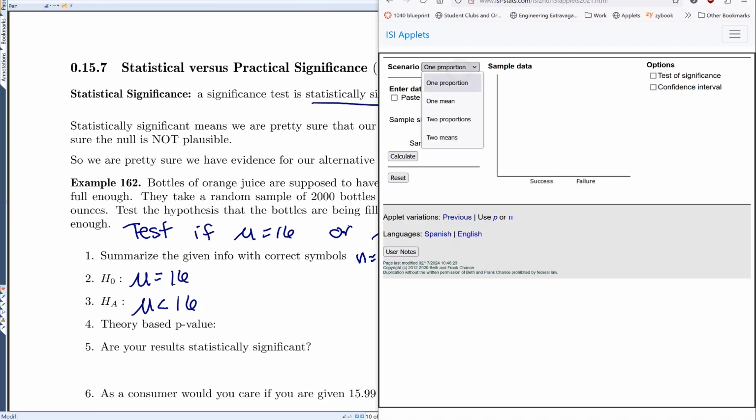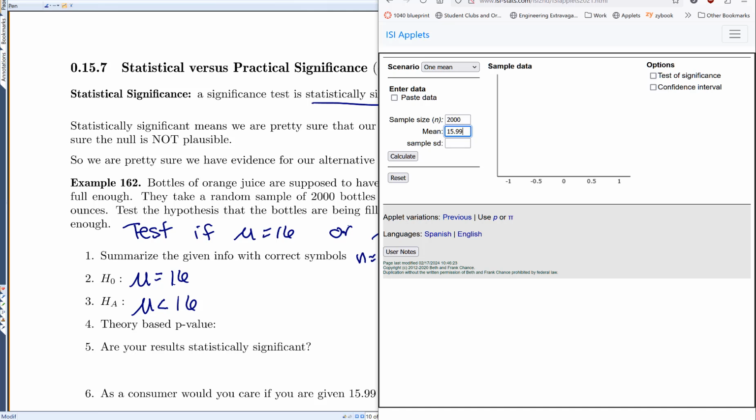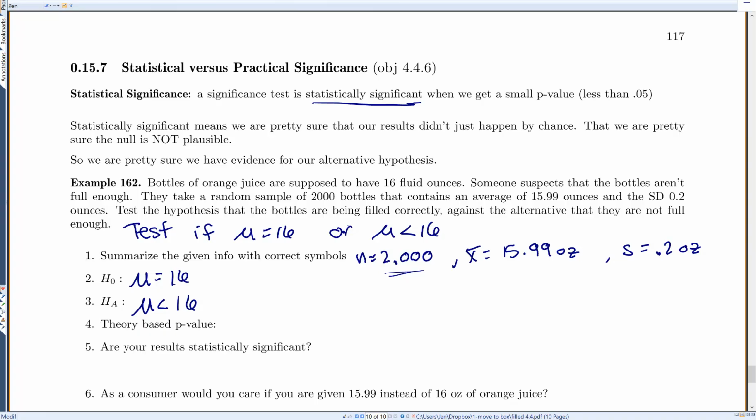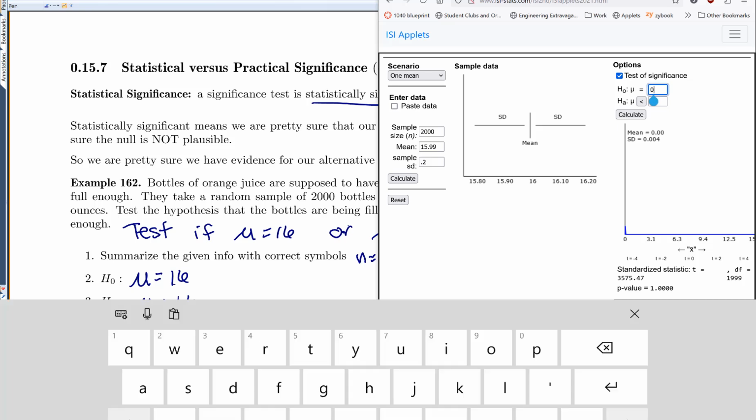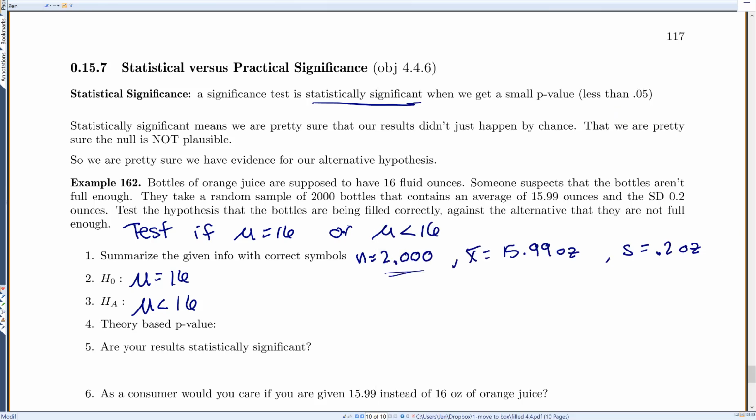So I go to my theory-based calculator. I have to pull up the mean. I put in my sample size of 2,000. I put in my sample mean of 15.99 and my sample standard deviation of, I'm not good at remembering these in my mind, 0.2. Calculate, and I want a test of significance. You have to put in what you're comparing it to. So we're comparing it to 16. Make sure this is a less than. That's what we want. We calculate. My p-value is 0.0127. So are my results statistically significant?